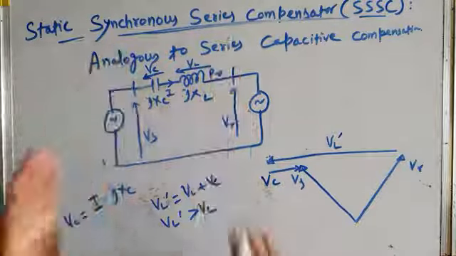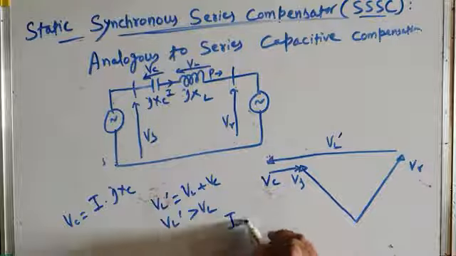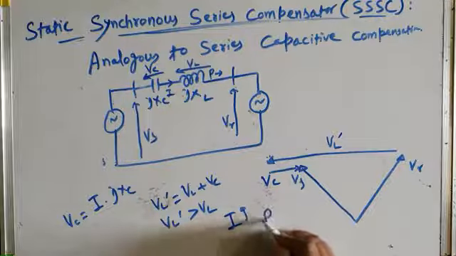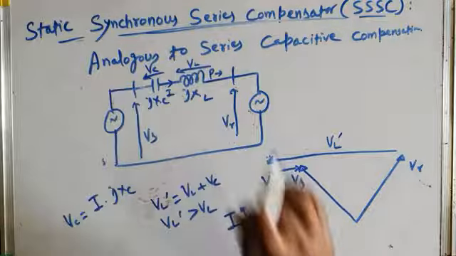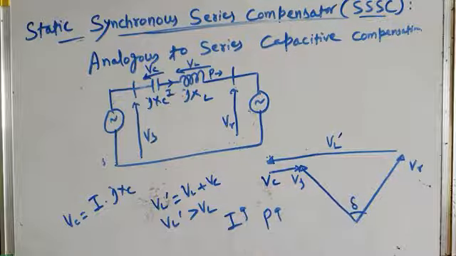So obviously, when the series capacitive compensation increases the voltage across the transmission line, the current also increases. And when current increases, the transmittable power or power transmitted over the line also increases. So this is how we explain it in terms of the phasor diagram.